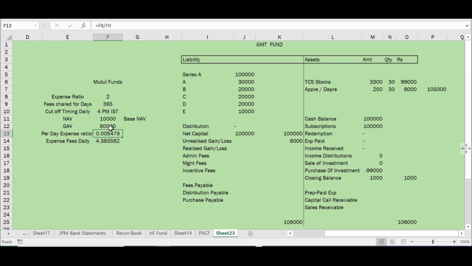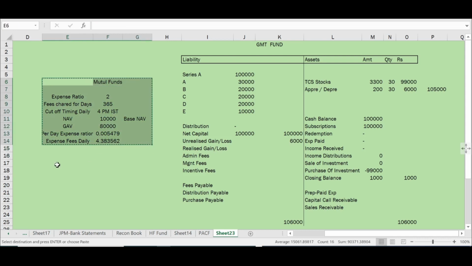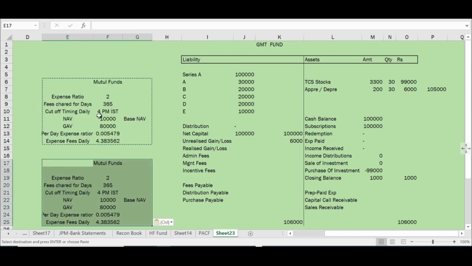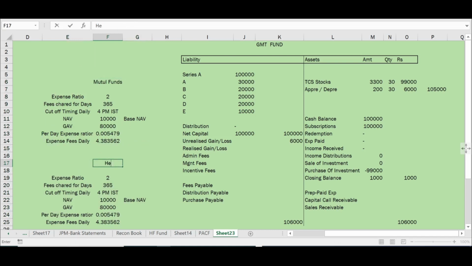And if I talk about hedge funds, what will change? In a hedge fund, if I take the same example, what will change? Let's see that. Let's say this is your hedge fund.